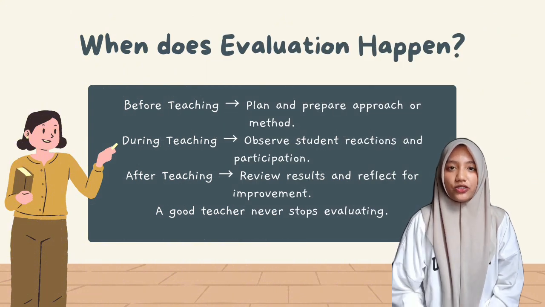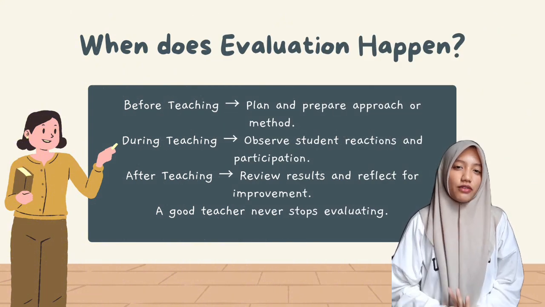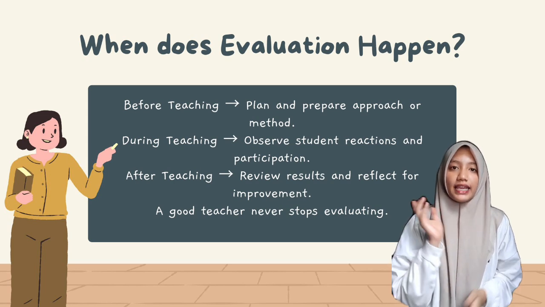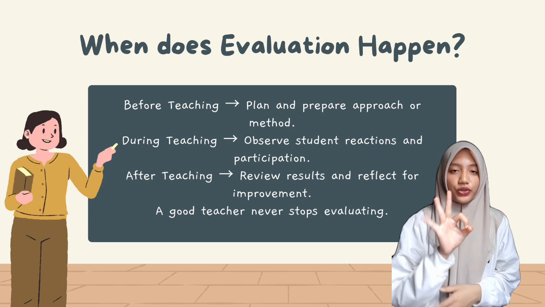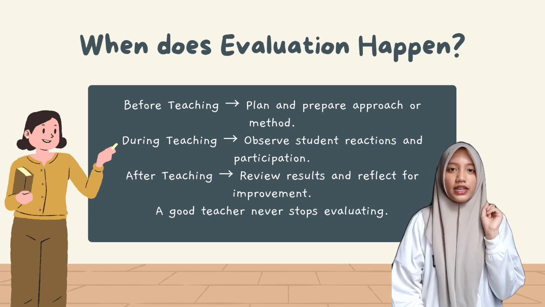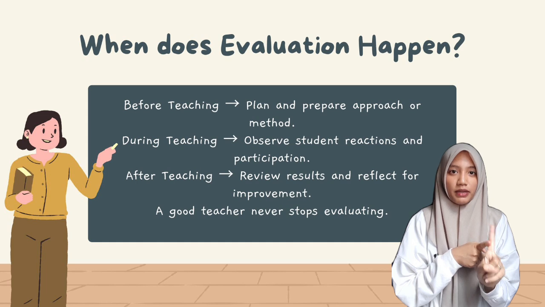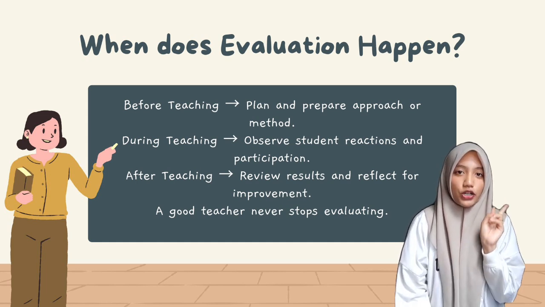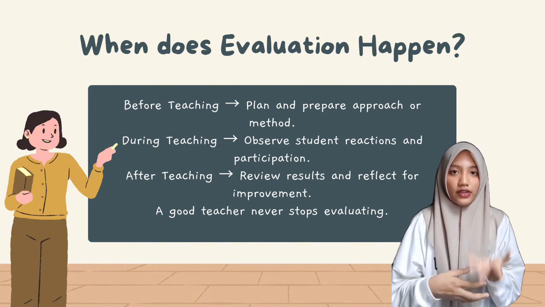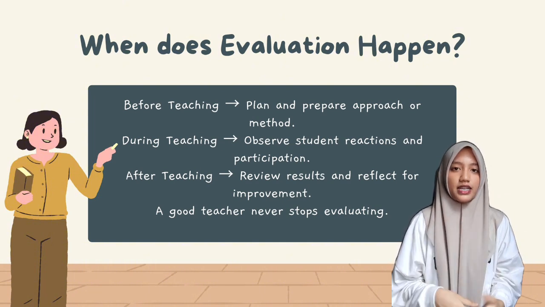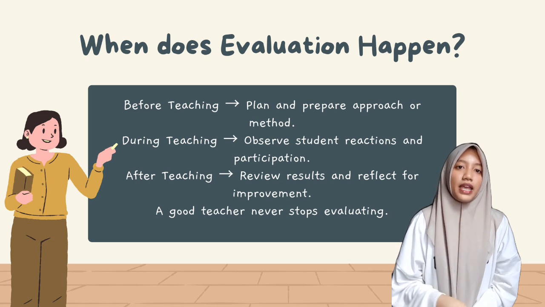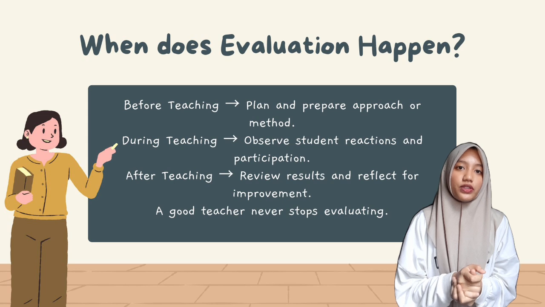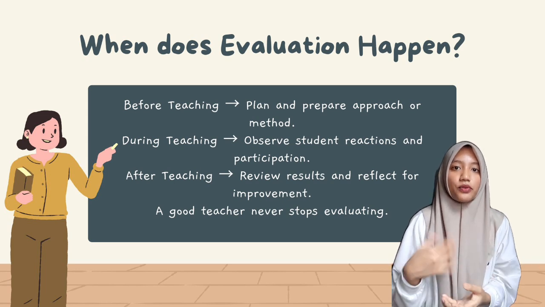Next, we move to another slide. When does evaluation happen? So evaluation doesn't happen only at the end of teaching. It happens at three important stages. The first one is before teaching, which means when the teacher plans the approach and method. The second one is during teaching, while observing students' reactions, motivation, and participation. And the last is after teaching. It's when teachers review the results and reflect for improvement.